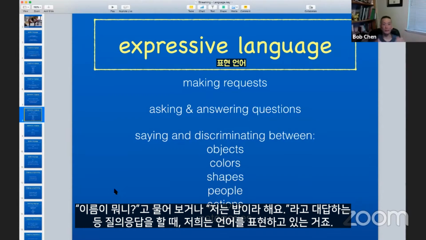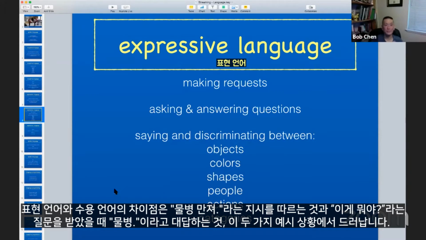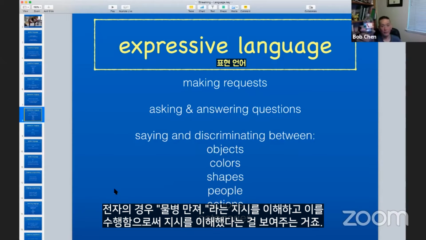Being able to ask and answer questions. So when we ask someone, what's your name? Or when we answer, my name is Bob, those are us producing language. The difference between expressive and receptive language for all of these areas is the difference between touch water bottle versus somebody asking me, what is it? And I'm telling them water bottle. In one instance, it's about me understanding the language. When somebody says touch water bottle, what does that actually mean? Okay, they want me to do this. And I'm performing an action to indicate that I understand the directions.